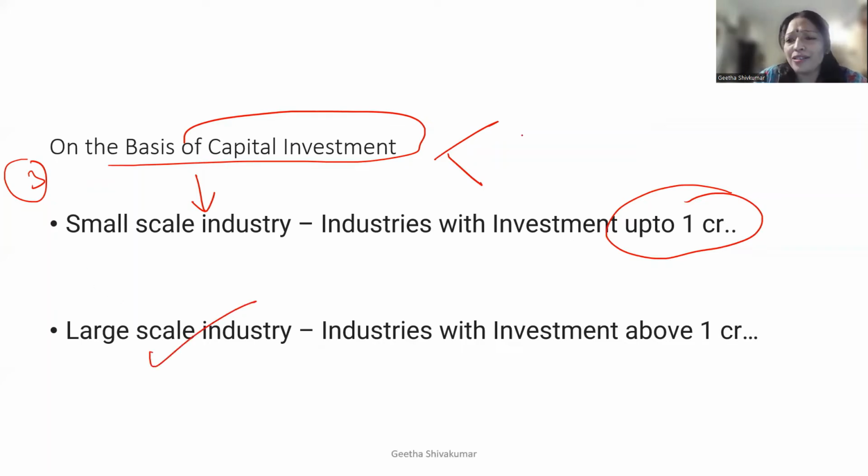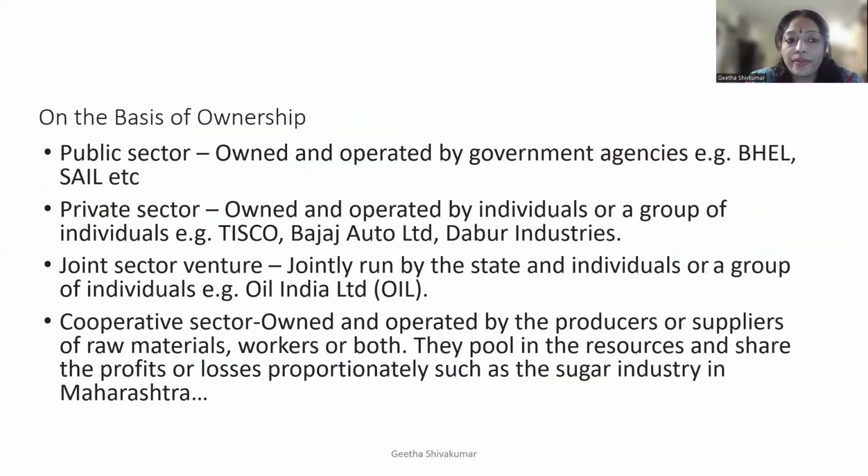It is very simple, so I don't think you require any abbreviation for this. On the basis of capital investment, small scale industry and large scale industry, you need to remember one figure, that is 1 CR. Whichever industry invests less than 1 CR is known as small scale industry. 1 CR and more than 1 CR investment is known as large scale industries.